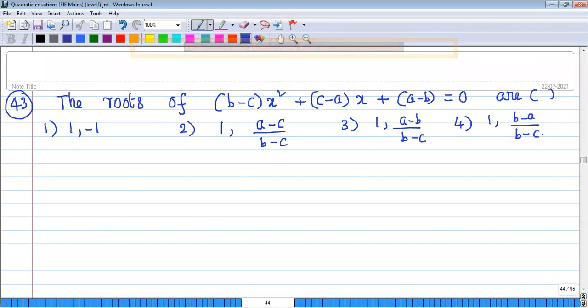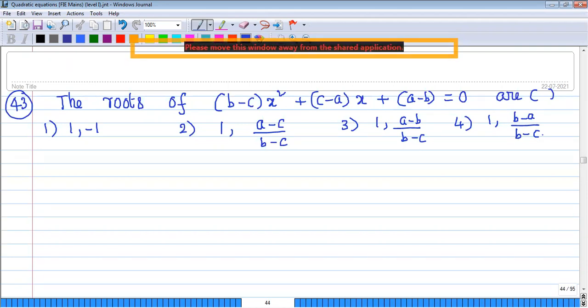Okay, now I ask you one question. Is the question correct or wrong? Okay, I ask you one question. If b is equal to c, what does it become? Zero, sir. Zero means linear, it's not a quadratic equation.